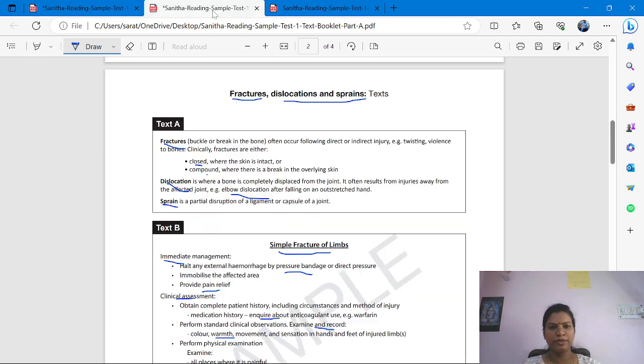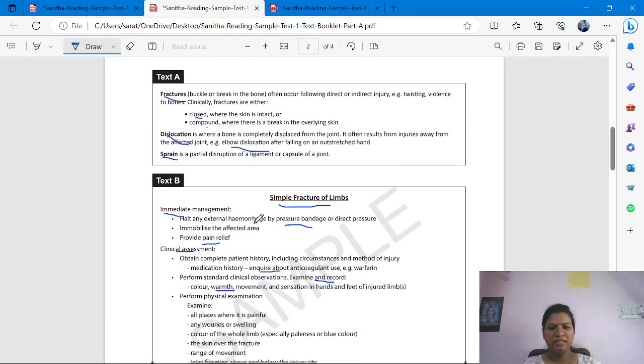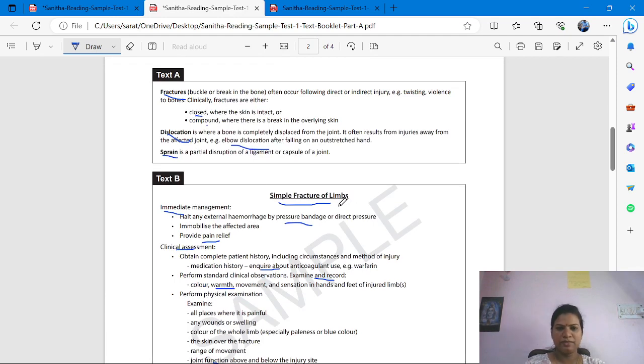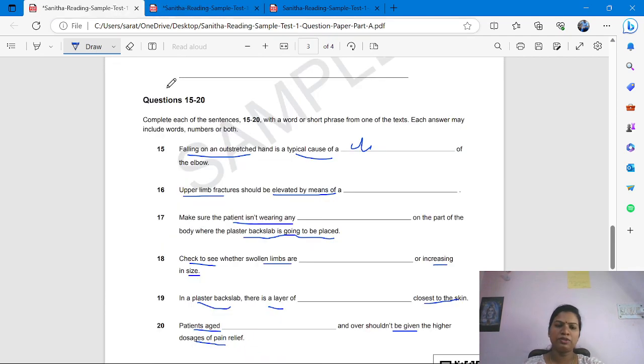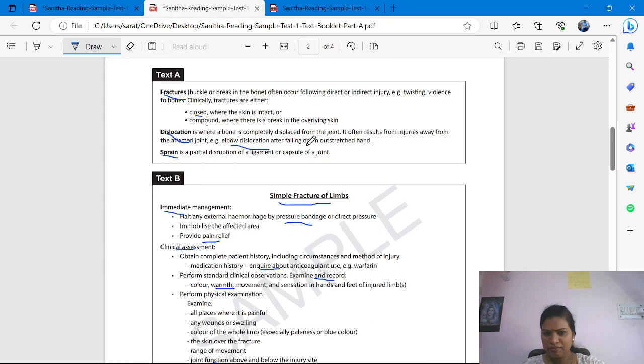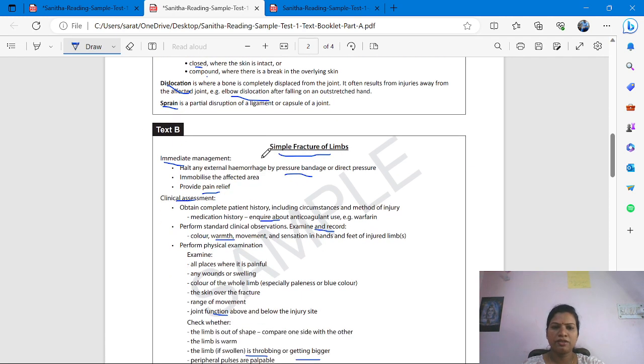Then go to the question booklet. Then a simple fracture of a limb. What is the question they are asking? Upper limb fracture should be elevated by means of ___. Here the first paragraph they are asking about is the fractures. Simple fracture of limb. We will do the skimming and scanning practice.